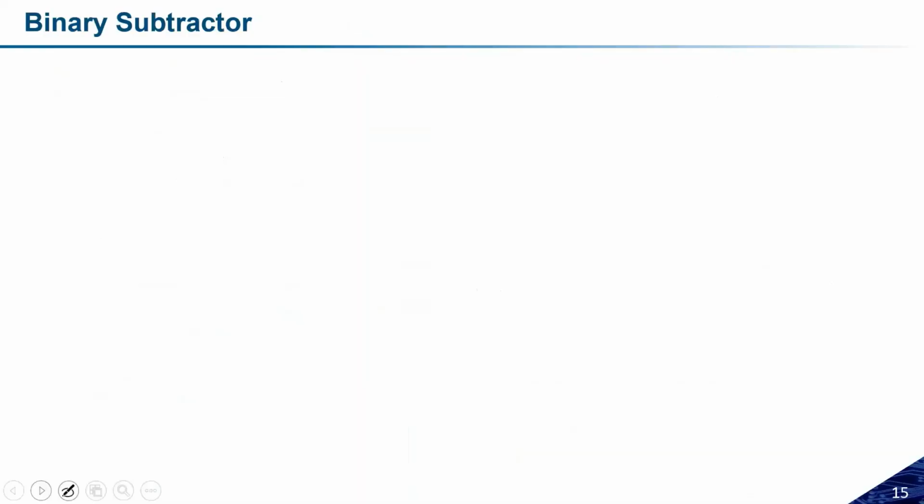Now let us talk about the binary subtractor. Similar to what we did for the binary addition, we can perform the binary subtraction operation, and this is easily doable, right? We have already done it for the half adder, so we can simply do it for the half subtractor. Half subtractor means if there is no previous borrow, then we can utilize the half subtractor. Okay.